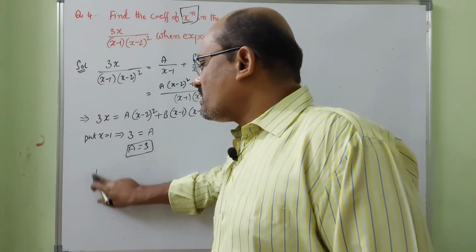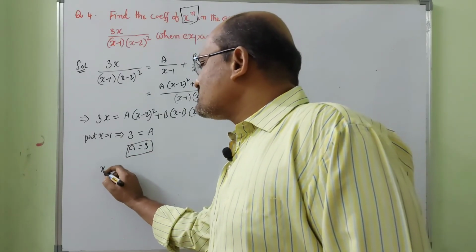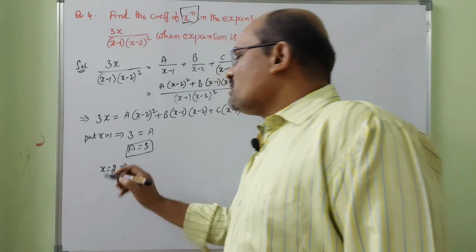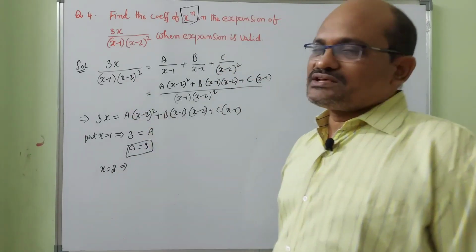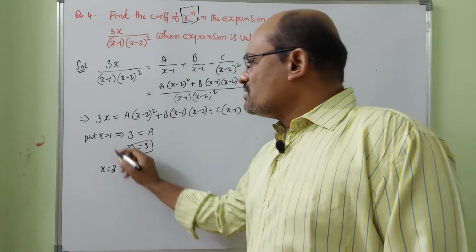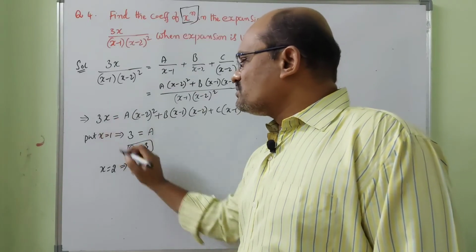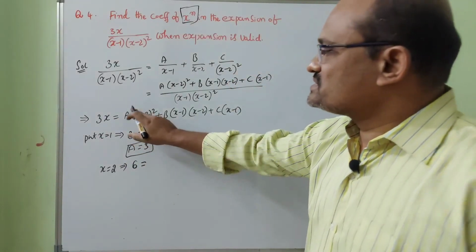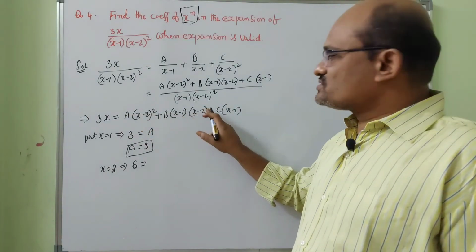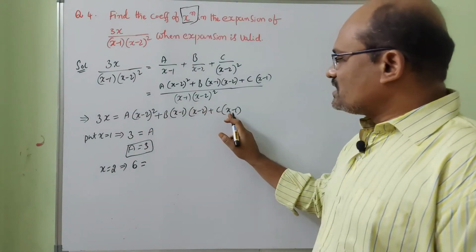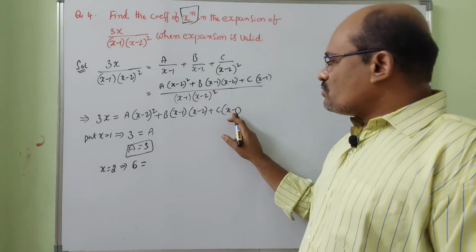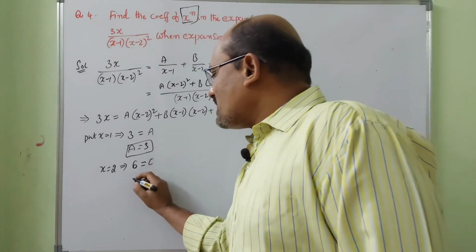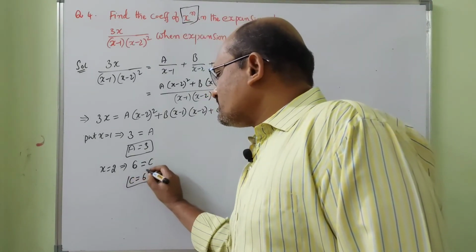Now I am going for the next substitution, that is x equal to 2. Why? Because another factor is x minus 2. Put x equal to 2 on both sides. You will get 3 into 2 as 6. Put 2 here, this term becomes 0. Put 2 here, 2 minus 2 is 0, this also becomes 0. Put 2 here, 2 minus 1 is 1, 1 into C is C. So directly I got C as 6.